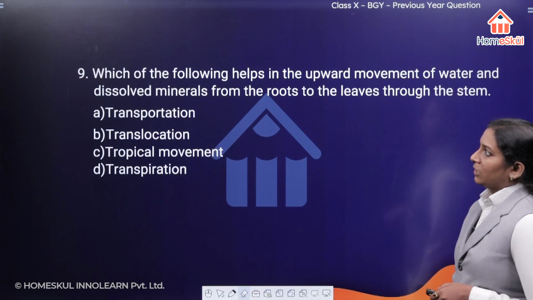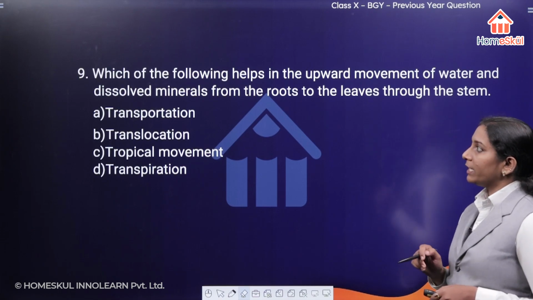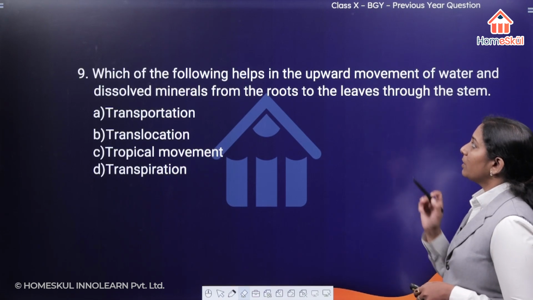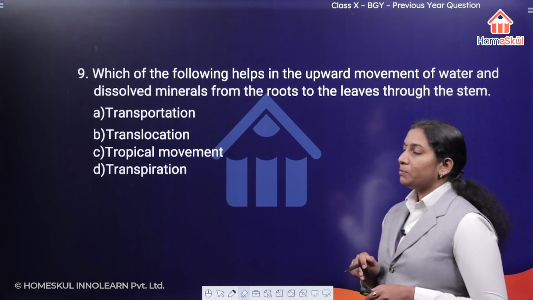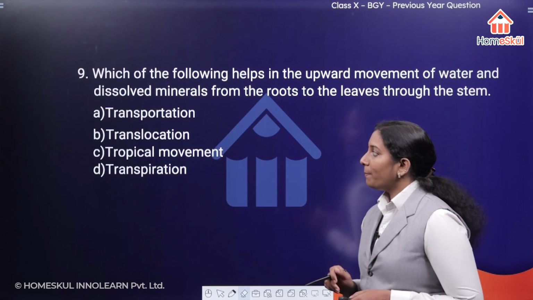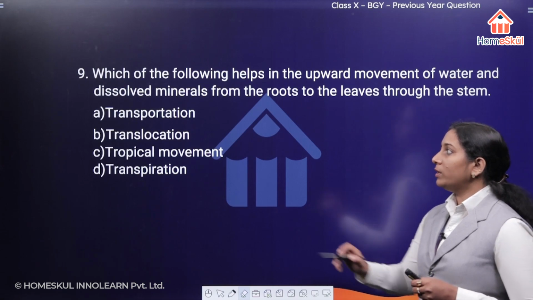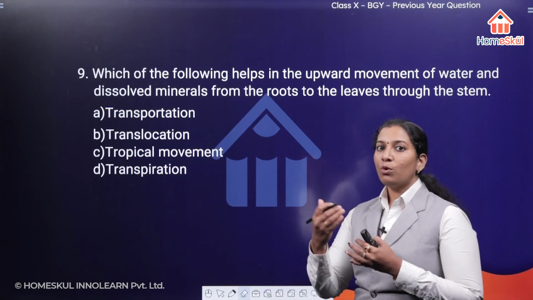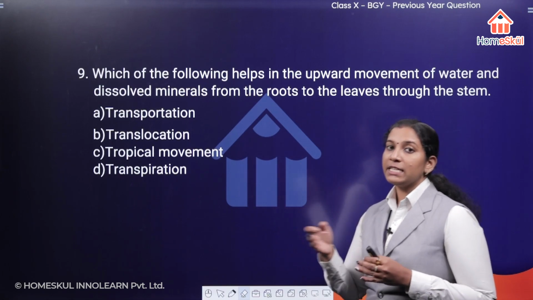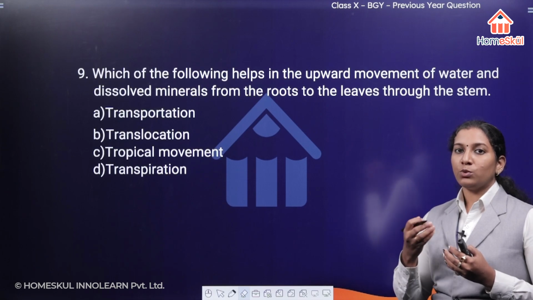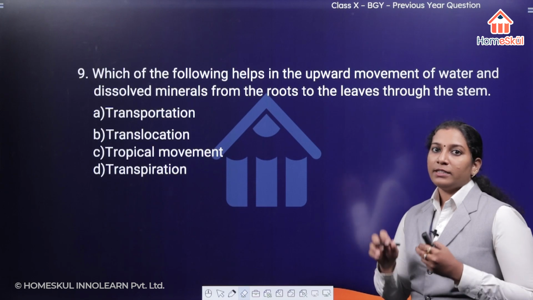Okay. Question number 9. Which of the following helps in the upward movement of water and dissolved minerals from the roots to the leaves through the stem? The options are transportation, translocation, tropical movement and transpiration. You well know what transportation is: the movement of molecules from one area to another. Translocation means the transportation of food materials through the phloem tissues in plants.